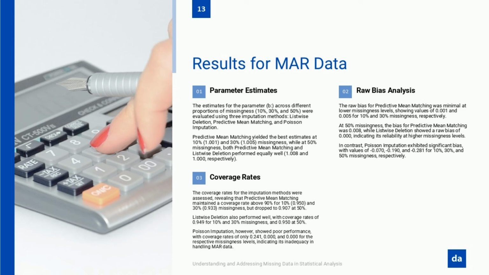The competitors, listwise deletion, predictive mean matching (PMM), and Poisson imputation, are here to show their skills under the missing at random (MAR) spotlight. Each will tackle missingness proportions of 10%, 30%, and 50%. Let's see how they fared in this statistical showdown.